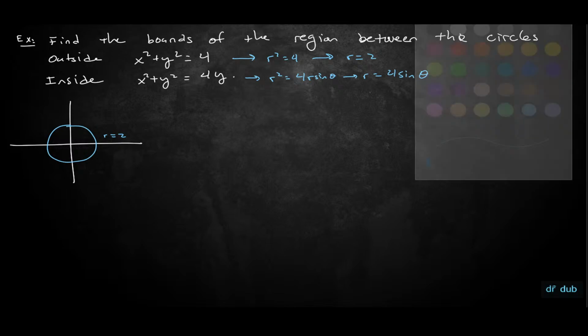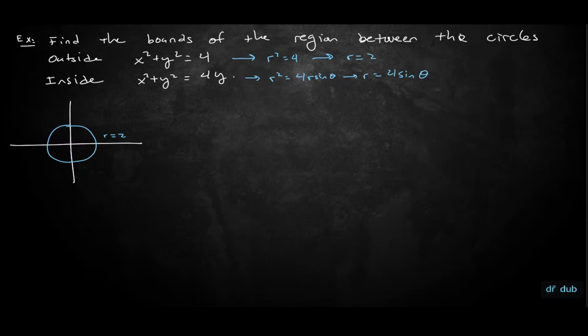So r equals 2 is like this circle here. But what is the other circle? This is x squared plus y squared minus 4y plus 4 equals 4 by completing the square. So x squared plus (y minus 2) squared equals 4. So it's a circle of radius 2 shifted up 2. So I'll just graph that here. This is 4, this is 2, and that's the center point. And then I want to stay between those two circles, so I'll color it in orange here.